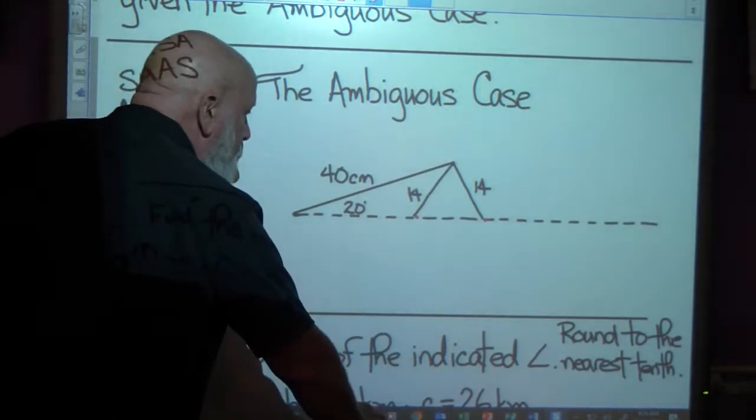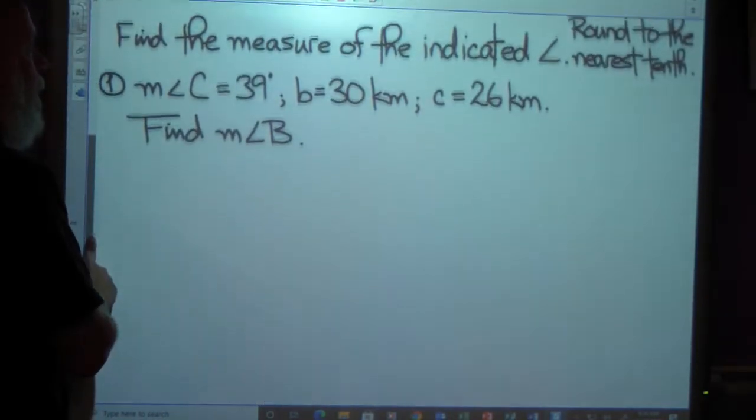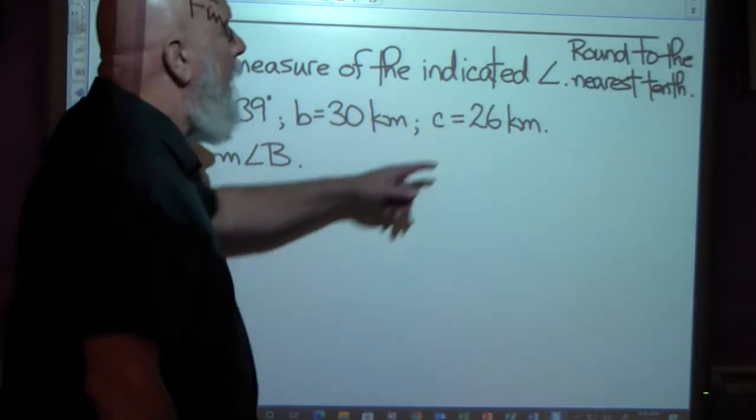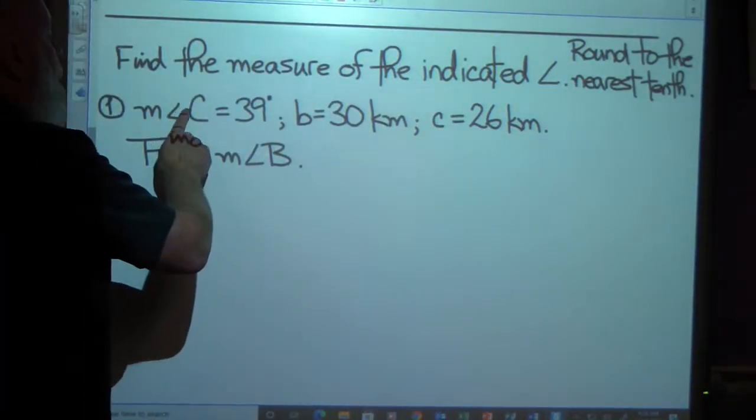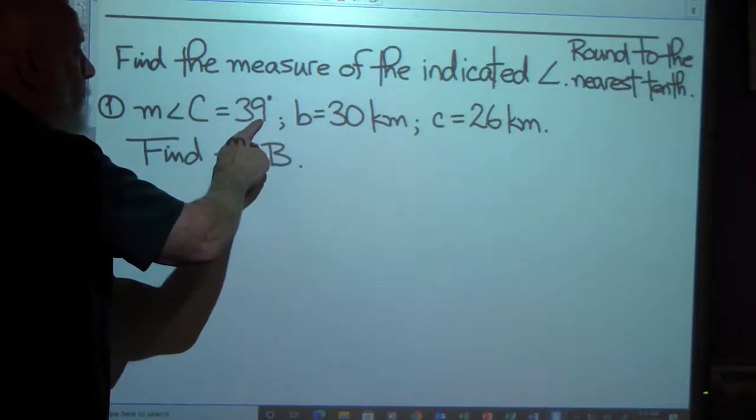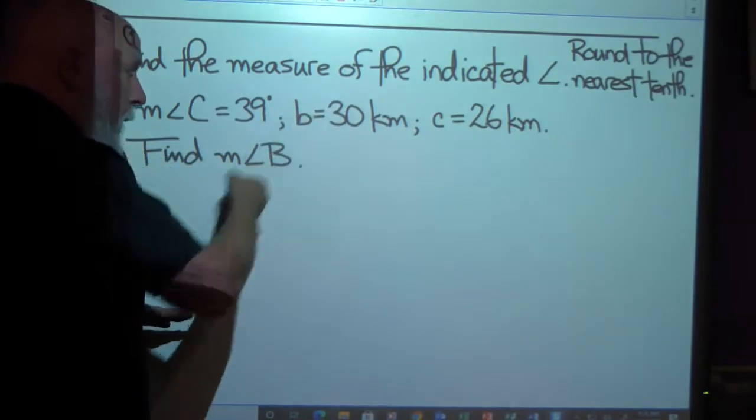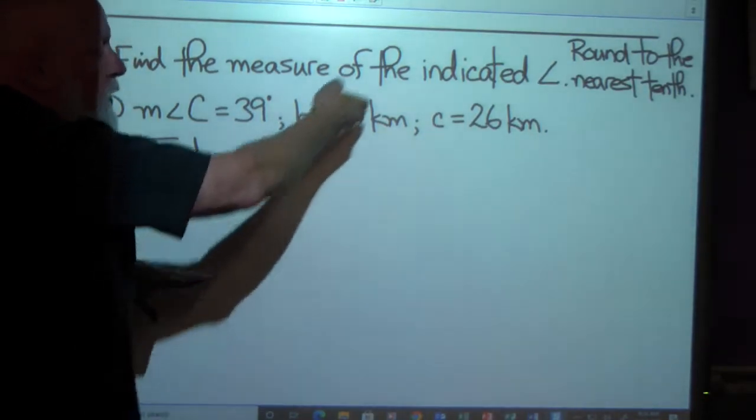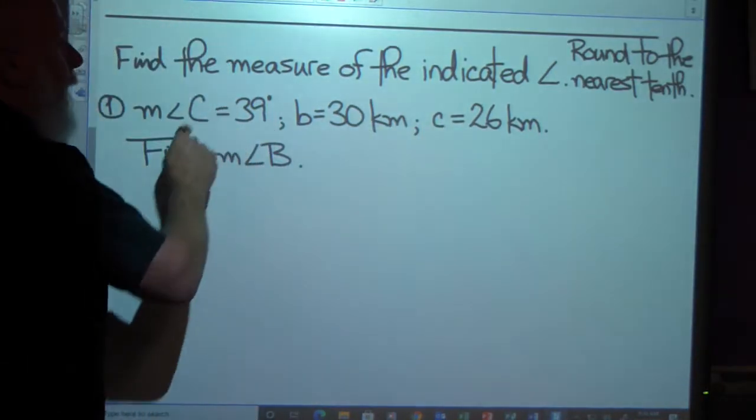So let's run through this again. We'll run through the exact same idea that I hope I described right there. Find the measure of the indicated angle. We want to round our answer to the nearest tenth. We're given the measure of angle C. We're given the length of side B, which I'm going to draw the way I've shown you to set it up. It's going to be the one that takes off at an angle like this. And side C is opposite angle C.